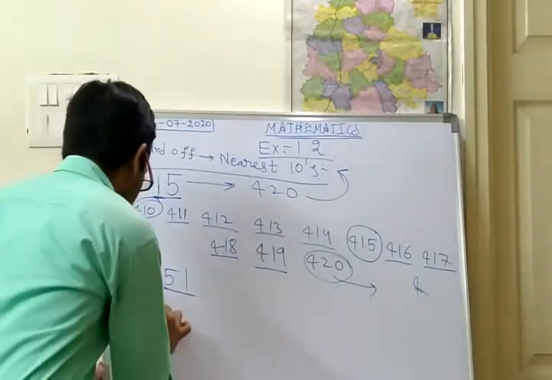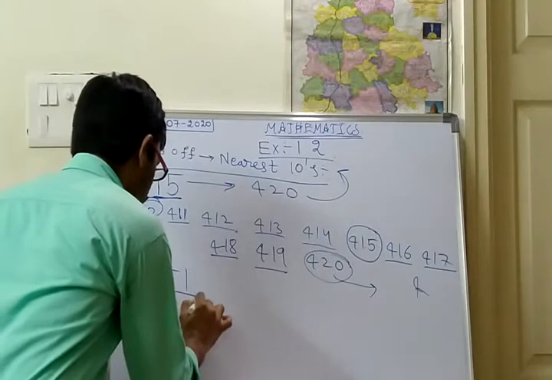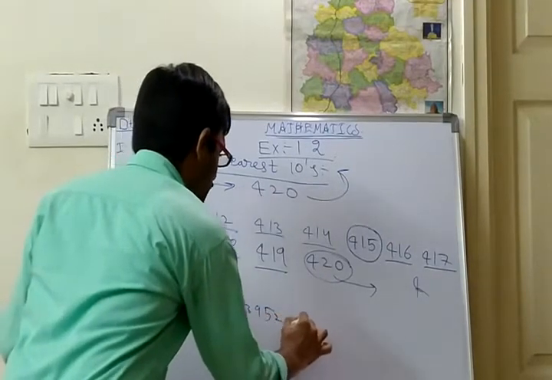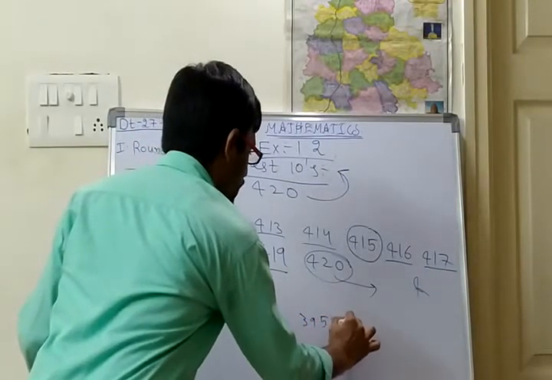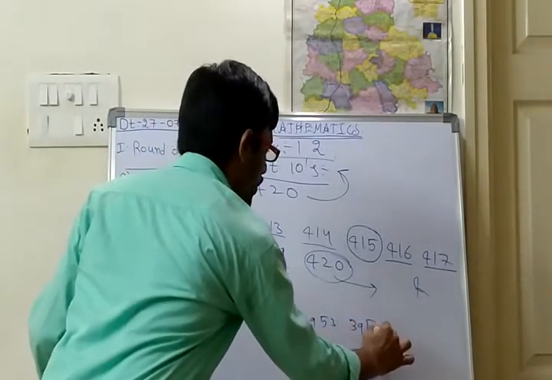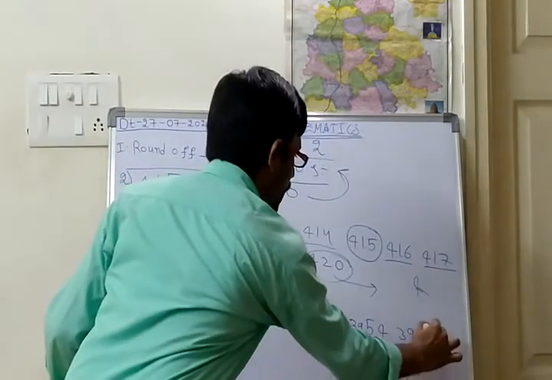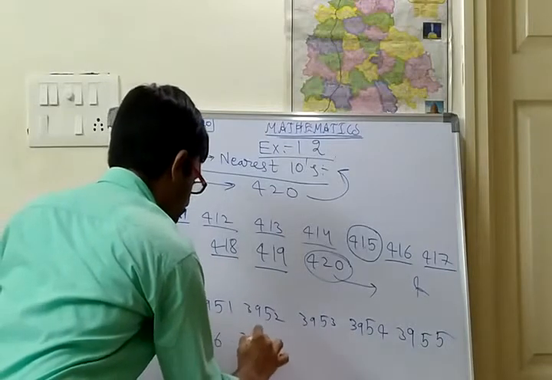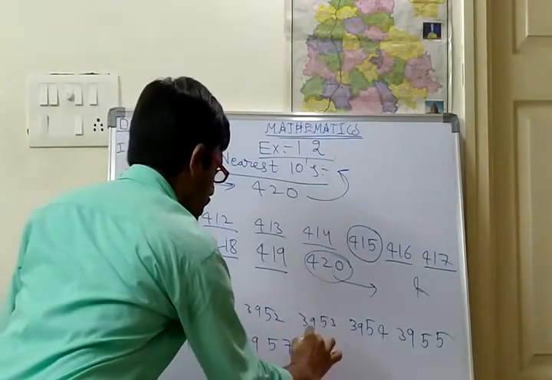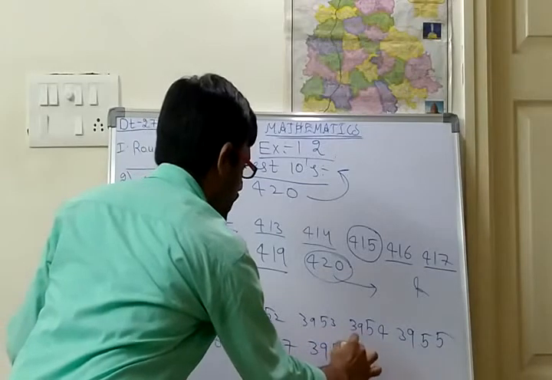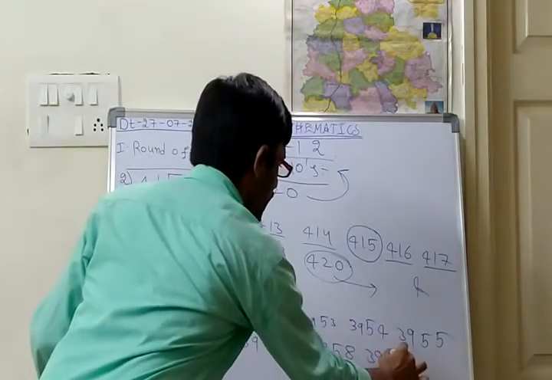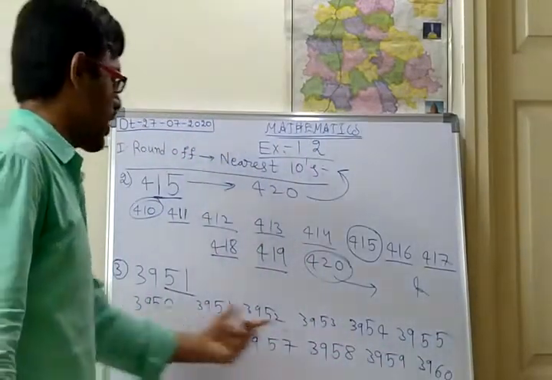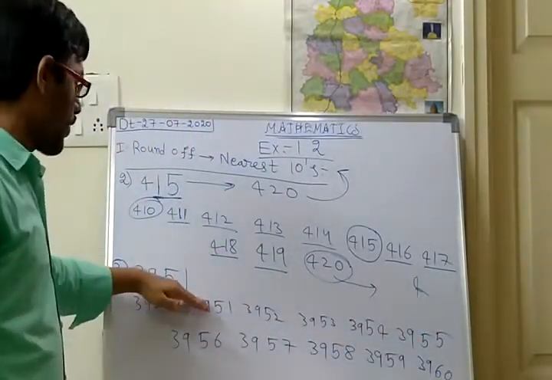So 3950, 3951, 3952, 3953, 3954, 3955, 3956, 3957, 3958, 3959, 3960. So in between 3950 and 3960, this 3951 is located.